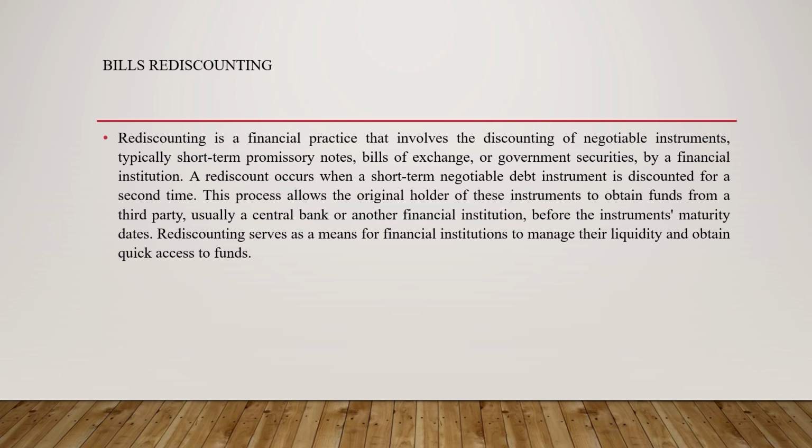A rediscount occurs when a short-term negotiable instrument is discounted for a second time. This process allows the original holder of these instruments to obtain funds from a third party, usually a central bank or another financial institution, before the instrument's maturity date. Rediscounting serves as a means for financial institutions to manage their liquidity and obtain quick access to funds.